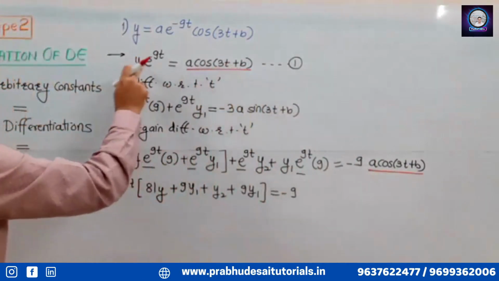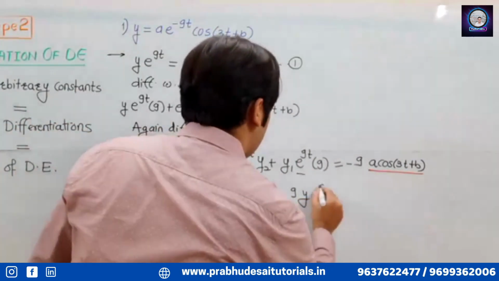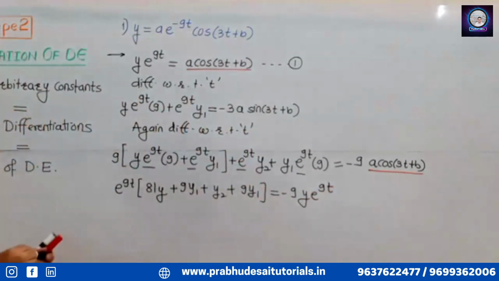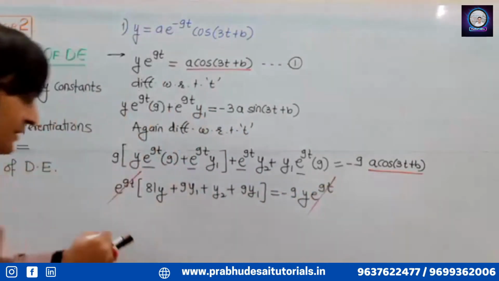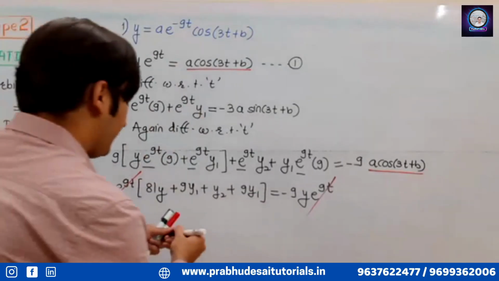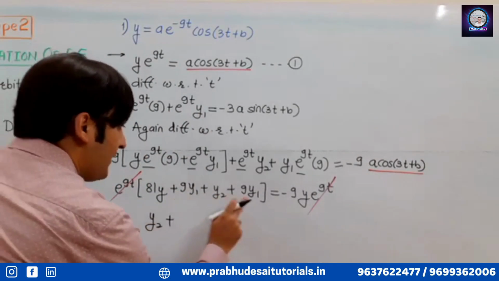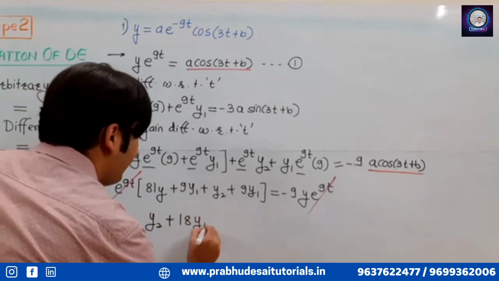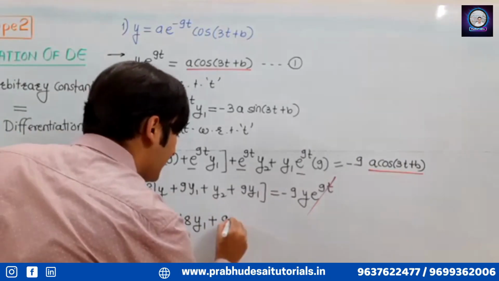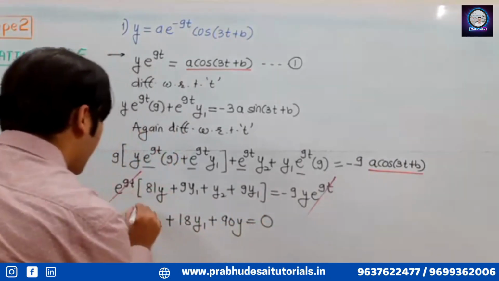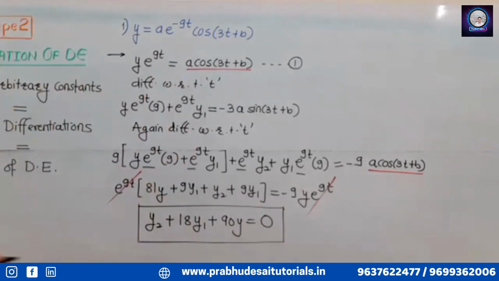म्हणजे याच्याऐवजी y e raised to 90 लिहिता येईल. सो आय जस्ट राईट y e raised to 90. आणि तुम्हाला दोन्हीकडे बघितल्यावर लक्षात येईल हे e raised to 90 दोन्हीकडून कॅन्सल होतं. म्हणजे आता उरलं काय बघा? फायनल टर्म इज y2 प्लस 9y1 9y1 18y1 प्लस 81y मायनस 9y प्लस 9y म्हणजे 90y is equal to 0. And this is your final answer.